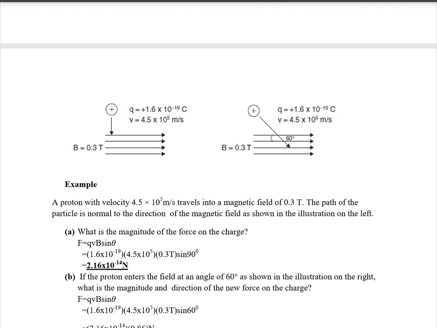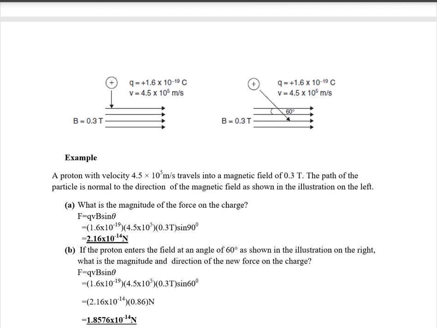Okay, let us do one example. As you see, we have two examples here, two diagrams. The first one is a positive charge moving straight through the field, and this one is at an angle of how much? 60 degrees. Therefore, let us do A first. The charge is a positive charge, and it's what? A proton, and the speed is also given.